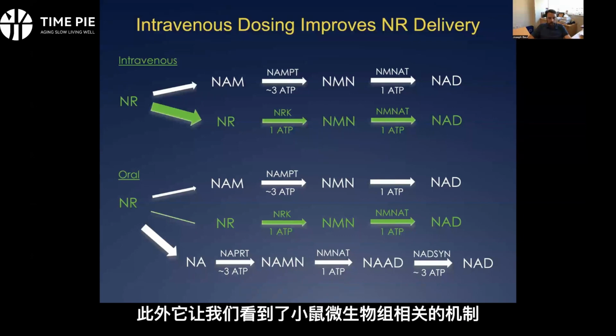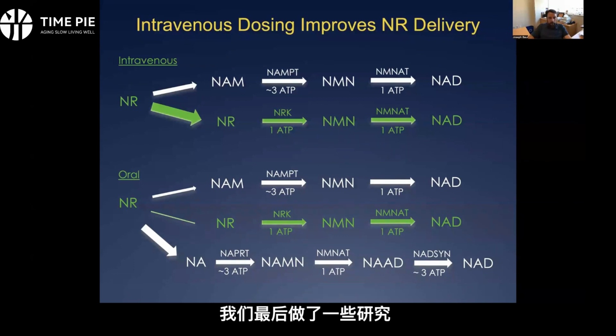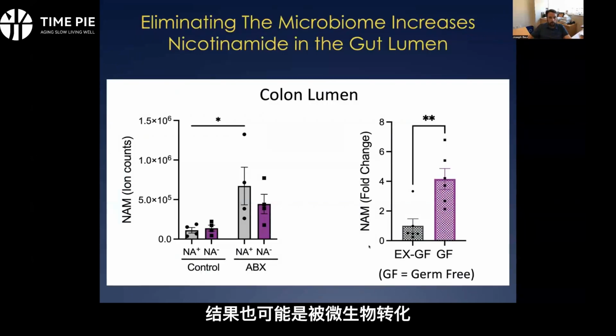In addition, this got us looking at tracers in mice related to the microbiome. We ended up doing some studies that suggested that even when you don't give this orally, when you give it intravenously, you can end up with label being converted by the microbiome. And so we did this experiment where we didn't actually administer any exogenous precursor. We're just looking at normal metabolism now.